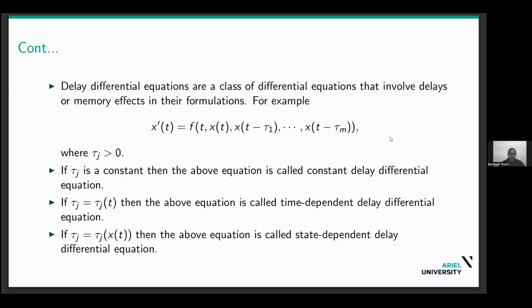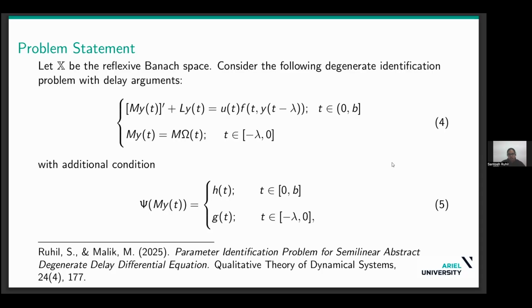Mathematically, delay differential equations are a class of differential equations that involve delay or memory effects in their formulation. For example, x prime of t is given as f of t, x(t minus tau 1), and so on. Here the tau j are called the delay terms. If these tau j are constants, then we say that this is a constant delay differential equation. But if they depend on time, then it is a time dependent delay differential equation. And if further they depend on the state vector as well, then it is called a state dependent delay differential equation. So this is the problem statement that I am going to discuss here.